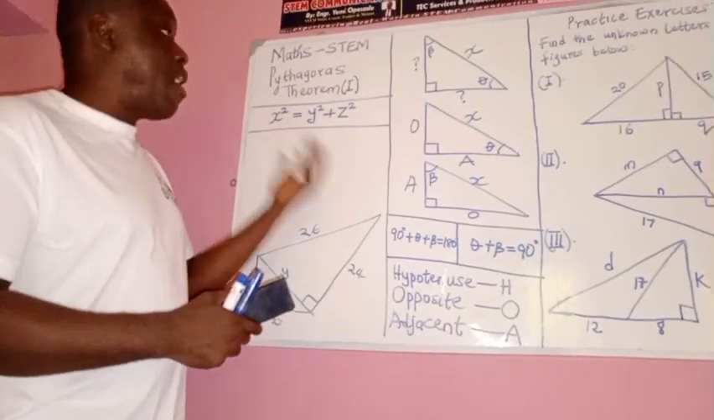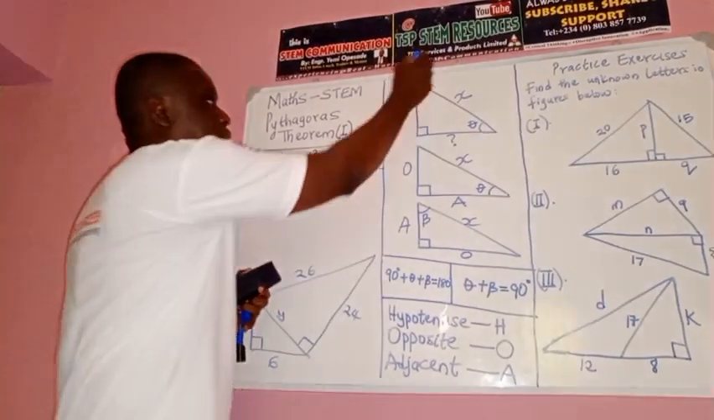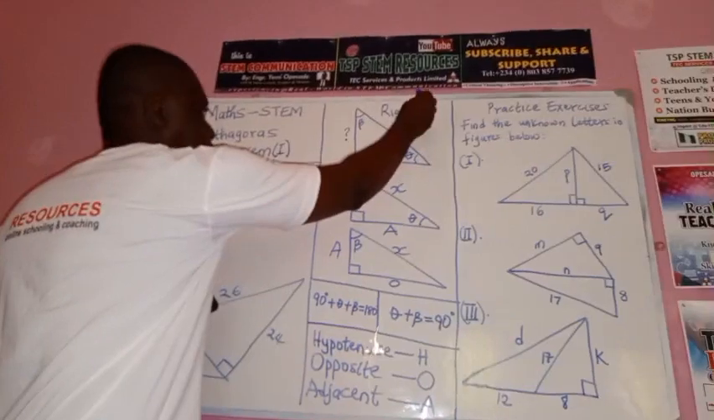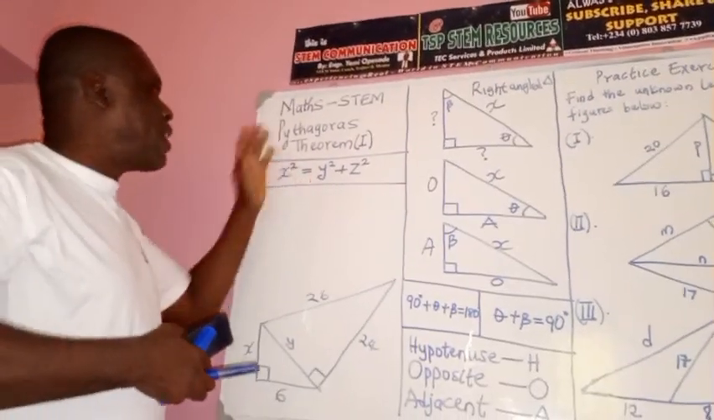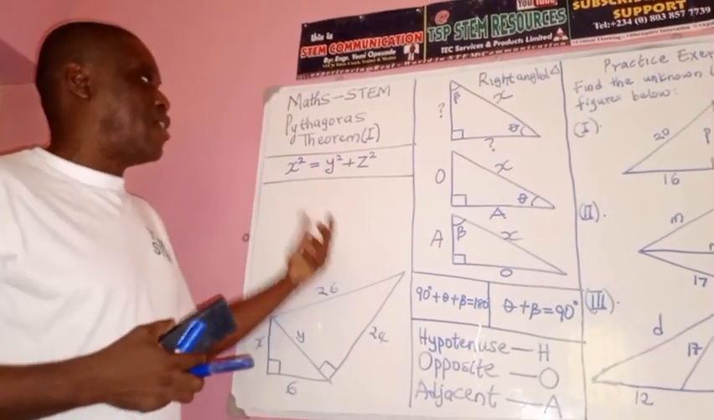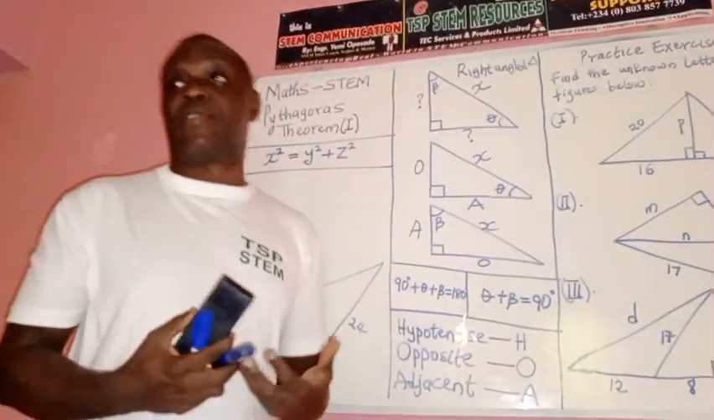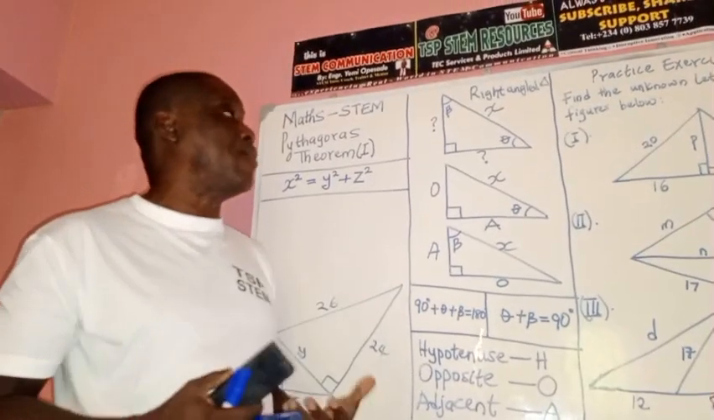So Pythagoras based his theorem simply on a right-angled triangle. Do not forget that: right-angled triangle. Let me write it here. Right-angled triangle. Okay, so what does this man say about a right-angled triangle? What is his theorem? What is his formula? How does he connect the three sides of a right-angled triangle? Before we go into that, let us know the special names given to the sides of a right-angled triangle. What are the names of the sides of a right-angled triangle?